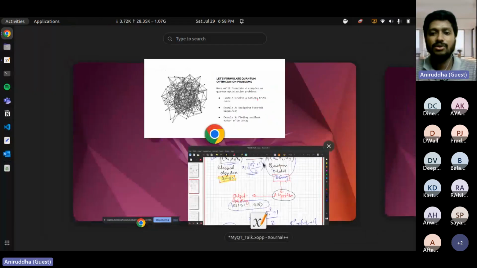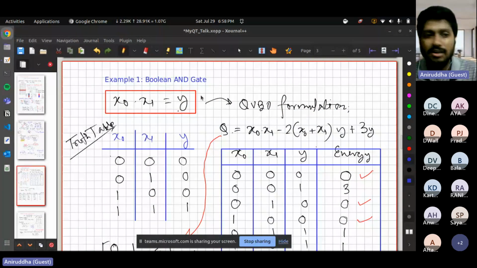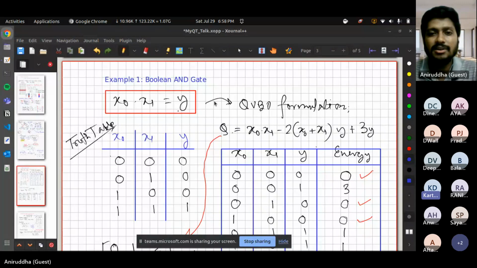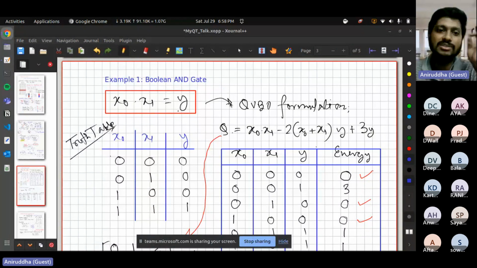For the Boolean truth table, we have taken a simple Boolean expression, the Boolean AND gate. Before getting to that, is everything fine till now? Is there any question? All good. I don't see any chat message or question in the chat window. I think this is a good time to stop. Otherwise, I'll just go with the examples that I have.